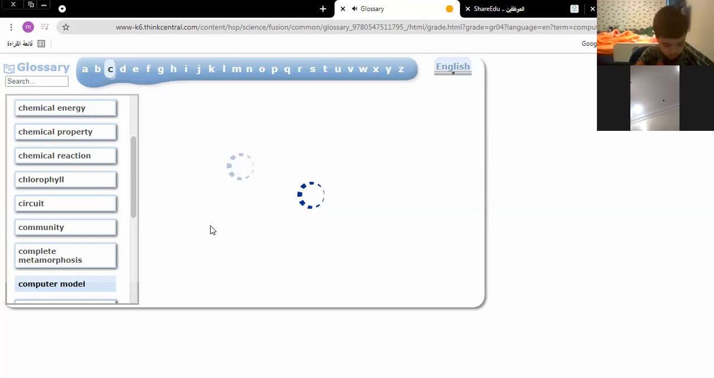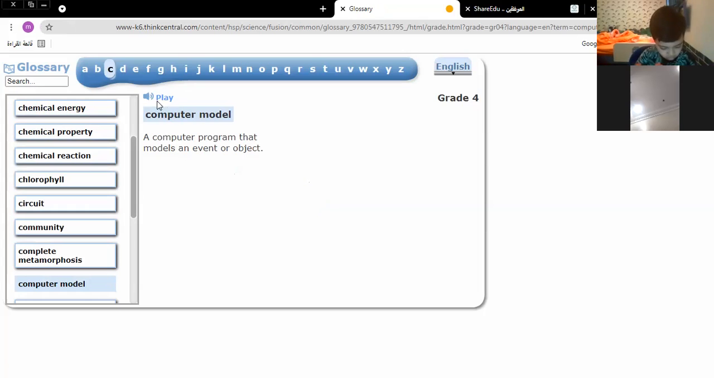Last of all, computer model. It's the most important thing here. Computer model. A computer program that models an event or object. Again, computer model. A computer program that models an event or object.